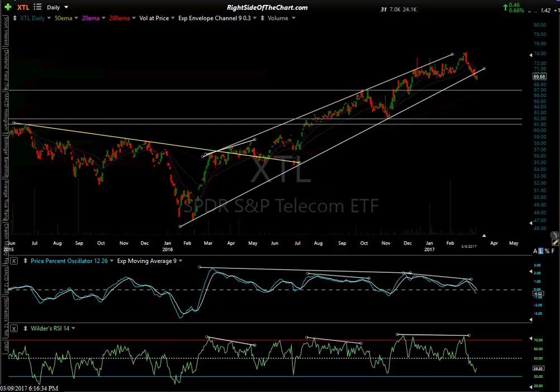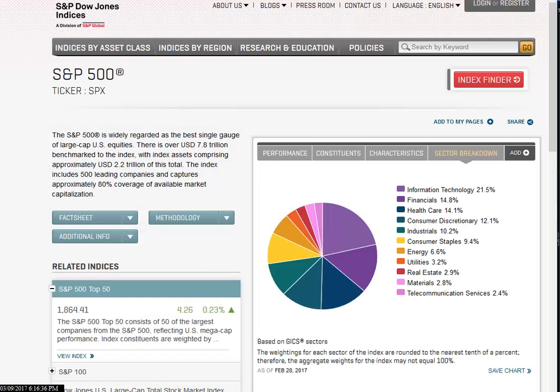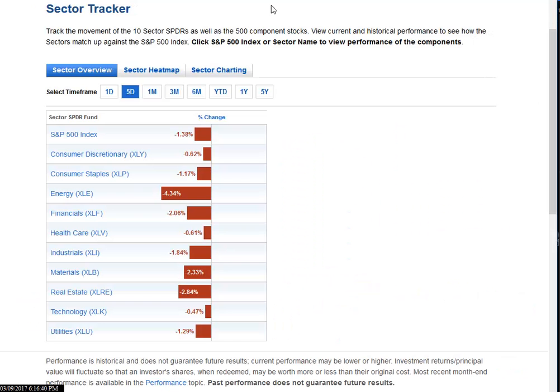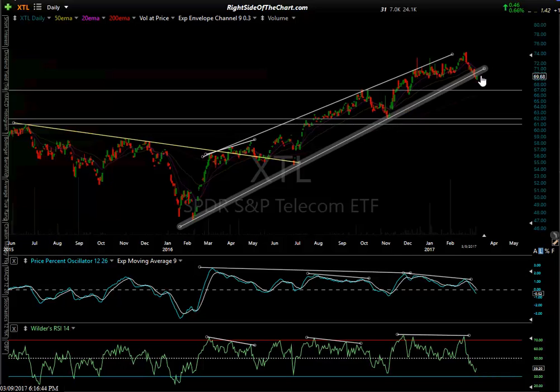They might have been actually on the... Let's see if they were here. Yeah, telecom 2.4%. However, they weren't on this list here. I don't see the telecoms. So it's a smaller component, but you can see a breakdown there of a pretty well-defined uptrend line, negative divergence along the way, breakdown, not much else to say.